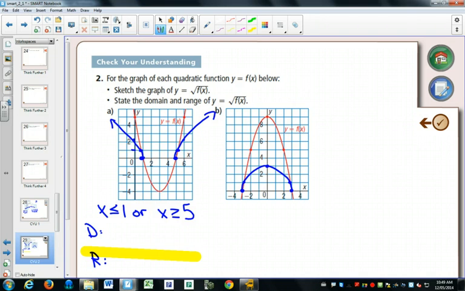You have to not use the word and, because then x has to be both at the same time. And it's very hard to be less than 1 and greater than 5 at the same time. So you have to use the word or.